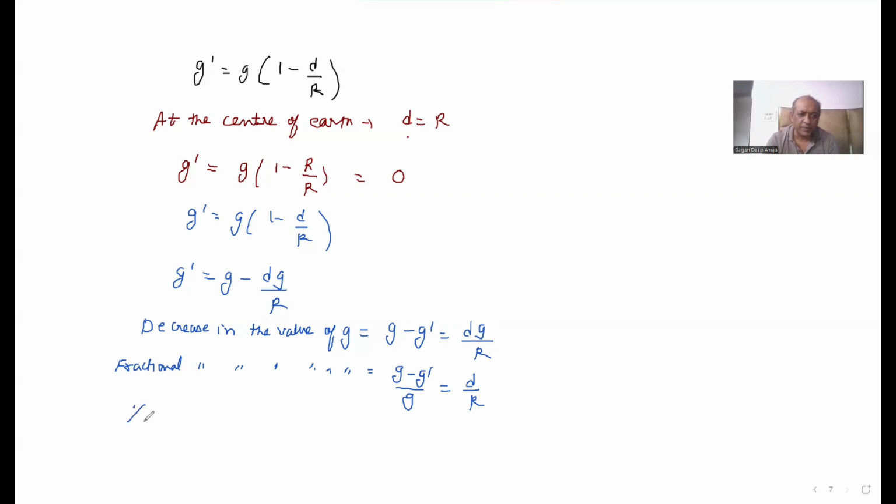Similarly, if I find the percentage decrease in the value of g, that will be equal to (g minus g dash) divided by g into 100. Fractional decrease into 100, meaning d by R into 100 percent, will give you the percentage decrease in the value of g with depth. I hope this is clear to you.